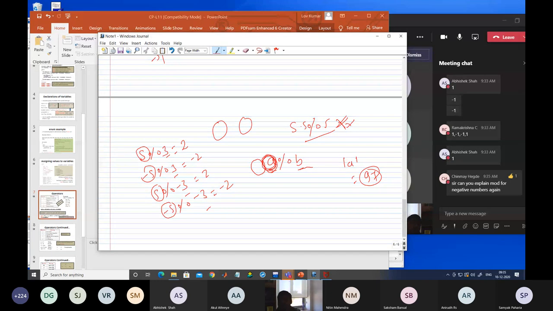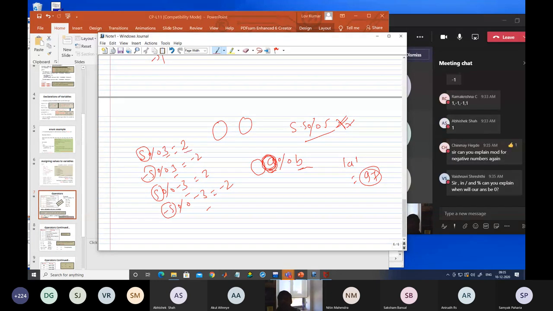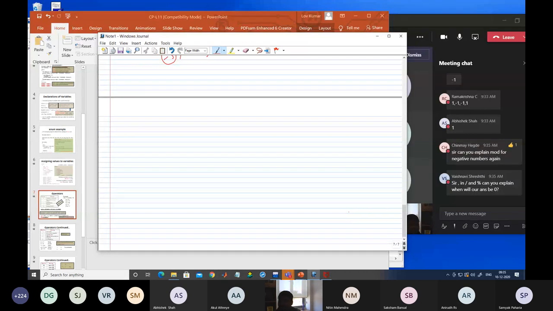As for example, 5 modular division 3 will give you 2. Minus 5 modular division 3 will give you minus 2. Okay. If you are talking about the answer equal to 0, if you write 2 modular division 2, then it will become 0, because the remainder is 0. It will give you 0.